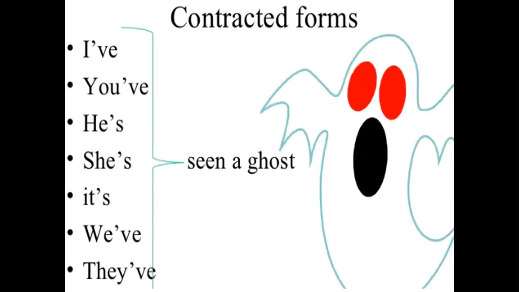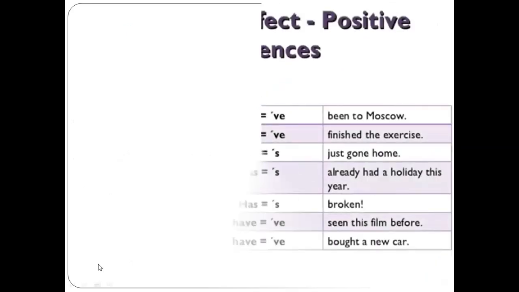Contracted forms. Now, when we say contracted forms, these are the shortcuts. So instead of saying I have, you can say I've. You have, you've. He has, he's. She has, she's. It has, it's. We have, we've. They have, they've. Seen a ghost. So these are the contracted forms, the shortcuts. Take note of that.